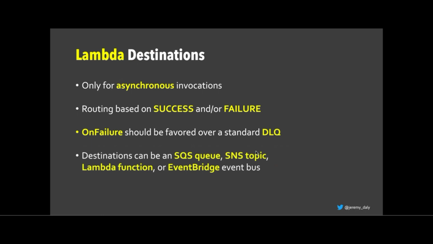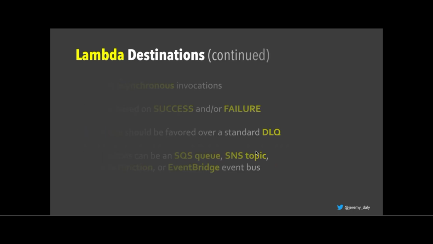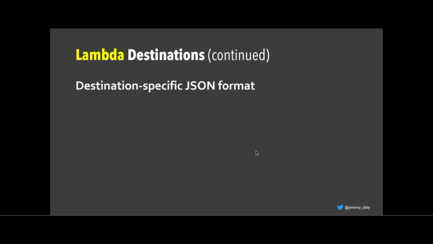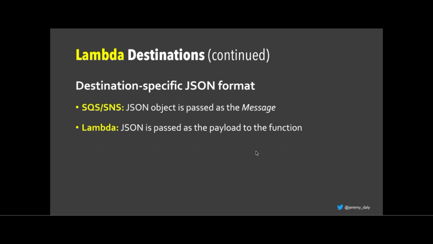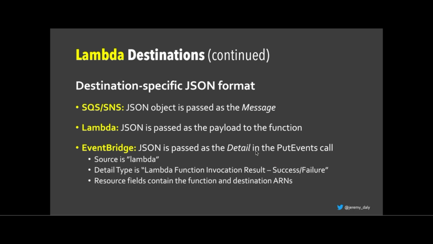So destinations can be sent to SQS, SNS, Lambda functions, and EventBridge, which is pretty cool because then there's a lot of really cool patterns you can do with that. I'll show you one before we finish here. The other thing about destinations is they're specific. Their JSON is specific to where you're sending it to. So if you're sending it to SQS or SNS, it'll just be passed as the message. Lambda functions accept it as the payload. EventBridge, it goes in the detail, and the source is lambda with a lowercase l, whereas anything else from Lambda has a capital L. I don't know why that's the case. The detail type will be obvious to know if it's a success or a failure, and you'll get some information about the ARNs, which you can use as well for your logging or your redrives.